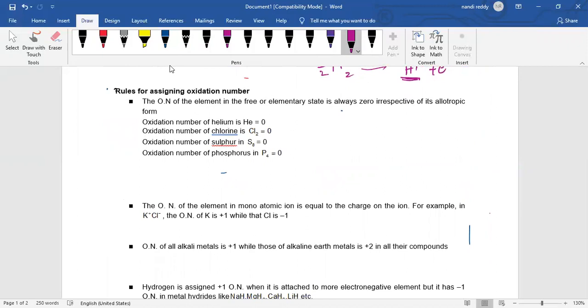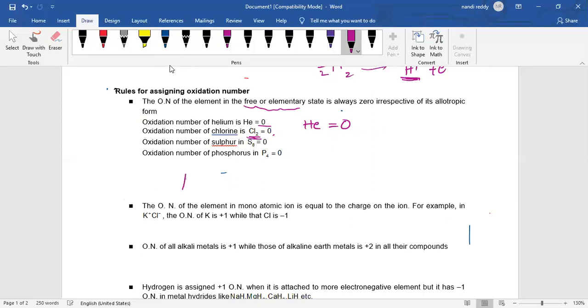Rules for assigning oxidation number. First rule: the elements which exist in the free or elementary state. Free means they are not combining with any other one. So helium is not combining with anyone, so zero oxidation number is given. Cl2 is not combined with anyone, which means they won't gain electrons and they won't lose electrons. So automatically the net transfer of electrons is zero. Then you can consider zero oxidation number. Similarly Cl2, S8, P4 also, same thing. They didn't combine with anyone, so their oxidation number is zero.